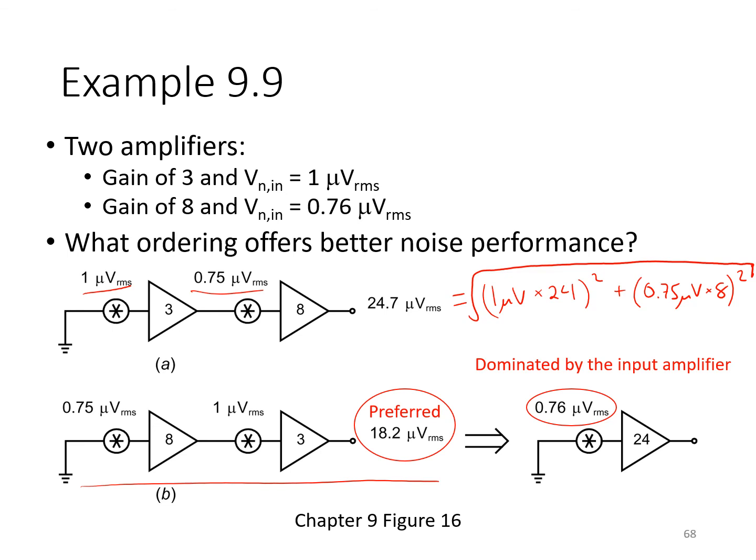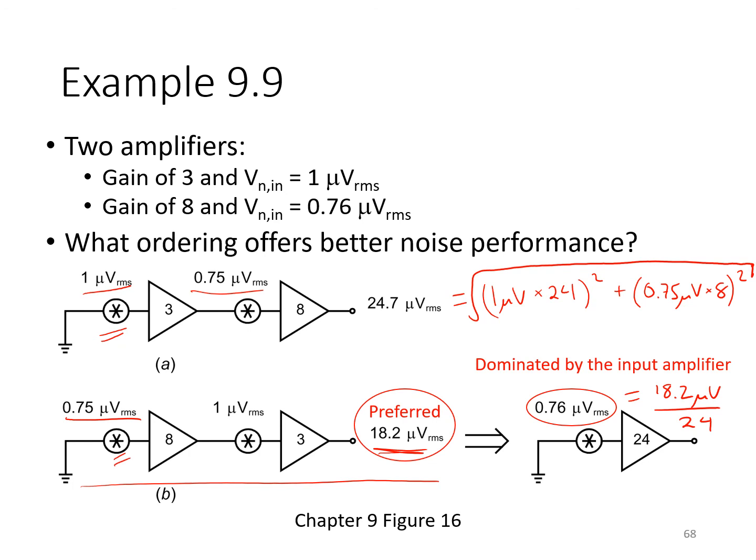If we take this output noise and input refer it, by dividing this value by 24, we would see that it's almost precisely equal to this value. Similarly, the input referred noise of this cascade of amplifiers is just a little bit greater than 1 microvolt RMS. So in both cases, we see that the input referred noise of the overall cascade of amplifiers is almost equal to, and is clearly dominated by, the input referred noise of the first stage.